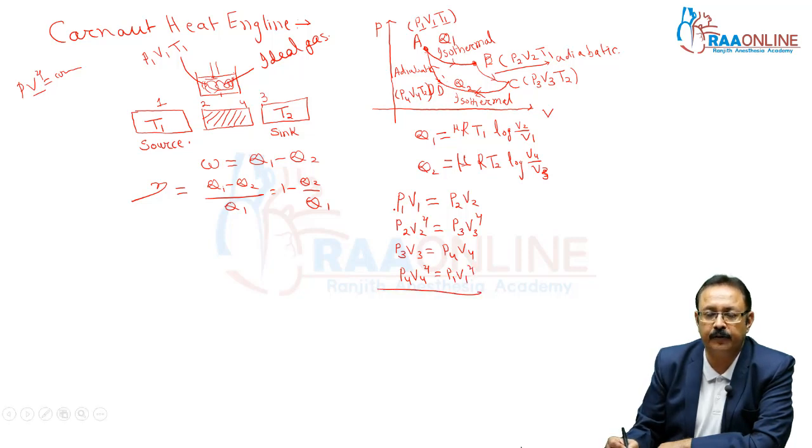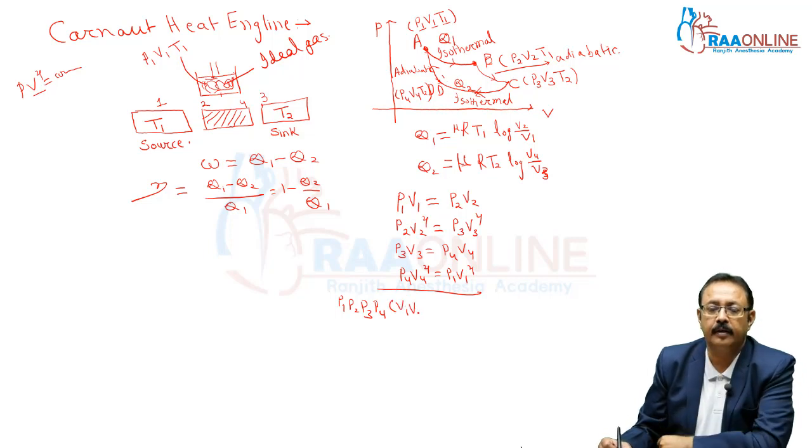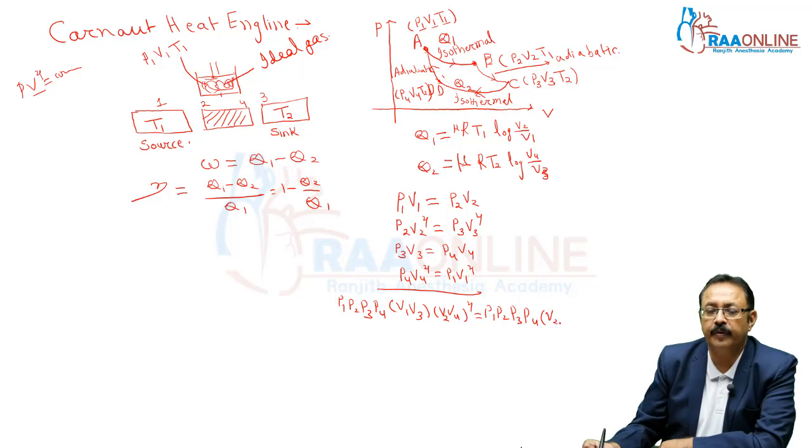Multiply these four relations. On the left hand side, you will get P1, P2, P3, P4, next V1, V3, V2, V4 raised to the power gamma. On the right hand side, you will get P1, P2, P3, P4, V2, V4 into V1, V3 raised to the power gamma.